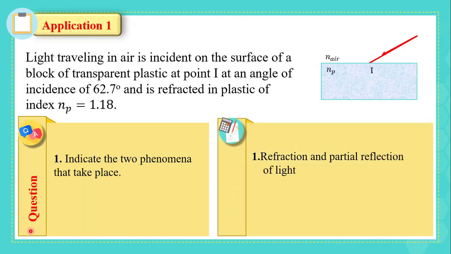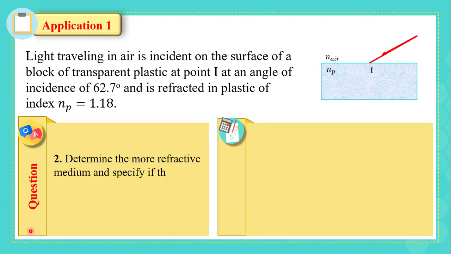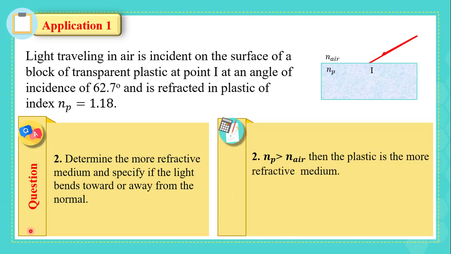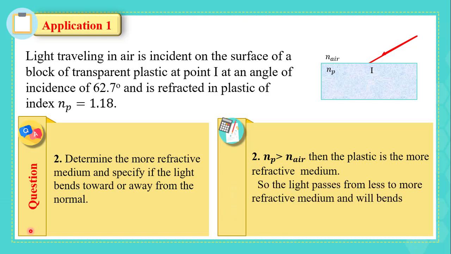We have the refraction and the partial reflection of light. Determine the more refractive medium and specify if the light bends toward or away from the normal. Since the index of plastic is greater than the index of air, then the plastic is the more refractive medium. So the light passes to a more refractive medium and it will bend toward the normal.